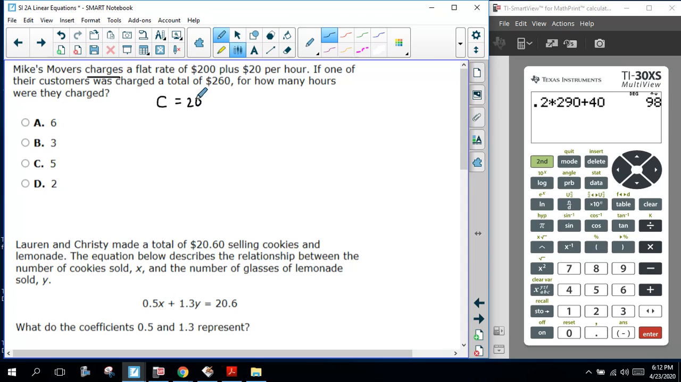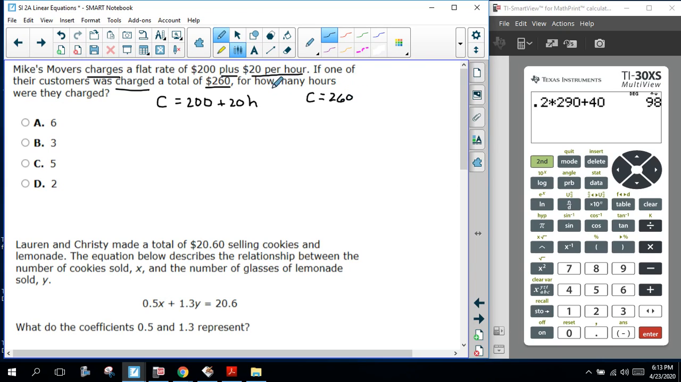What's a flat fee? That means it is a one-time charge, okay? So just to have Mike move their stuff, he's charging them $200 up front. Plus, it says, plus $20 per hour. So $20 per hour, and we'll use a variable that makes sense, we're going to say per H. So the charge for Mike is $200 up front plus $20 per hour. If one of their customers is charged a total of $260, so the charge for this customer, C, was $260.